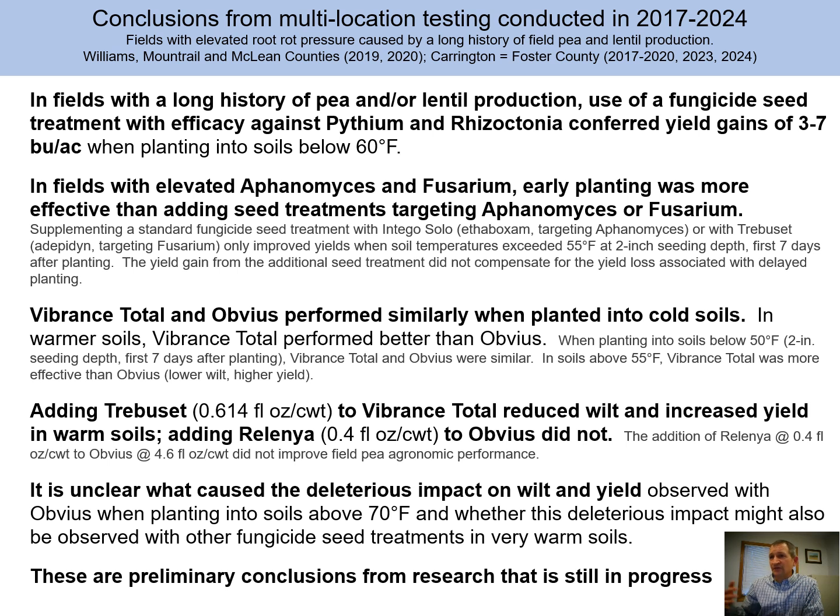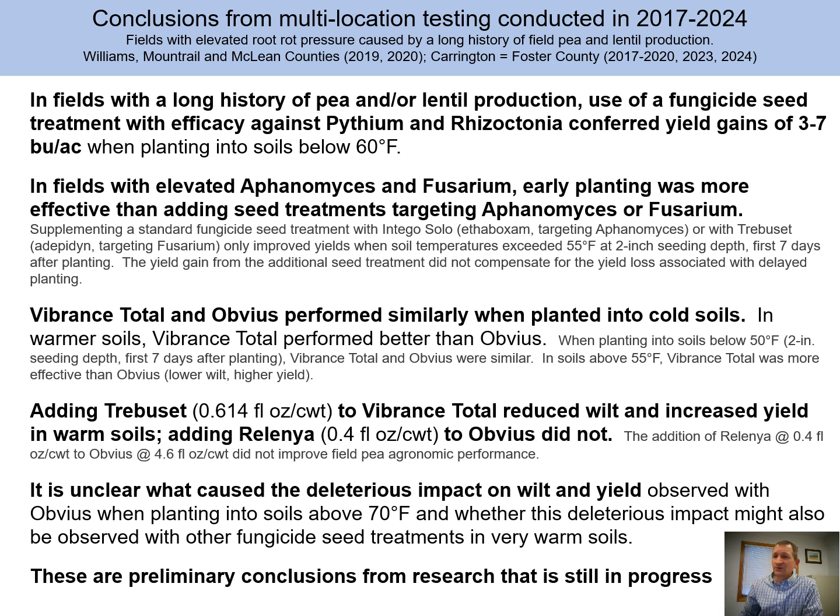In these fields with elevated Aphanomyces and Fusarium, early planting was more effective than spending the money to add an additional seed treatment active ingredient with activity against Aphanomyces or Fusarium. Okay, Vibrance Total and Obvious perform very similarly when planted into cold soils. As you got into warmer soils, the Vibrance Total performed better. But again, really the take home here is that in these fields with elevated Aphanomyces and Fusarium, you need to plant in the colder soils.